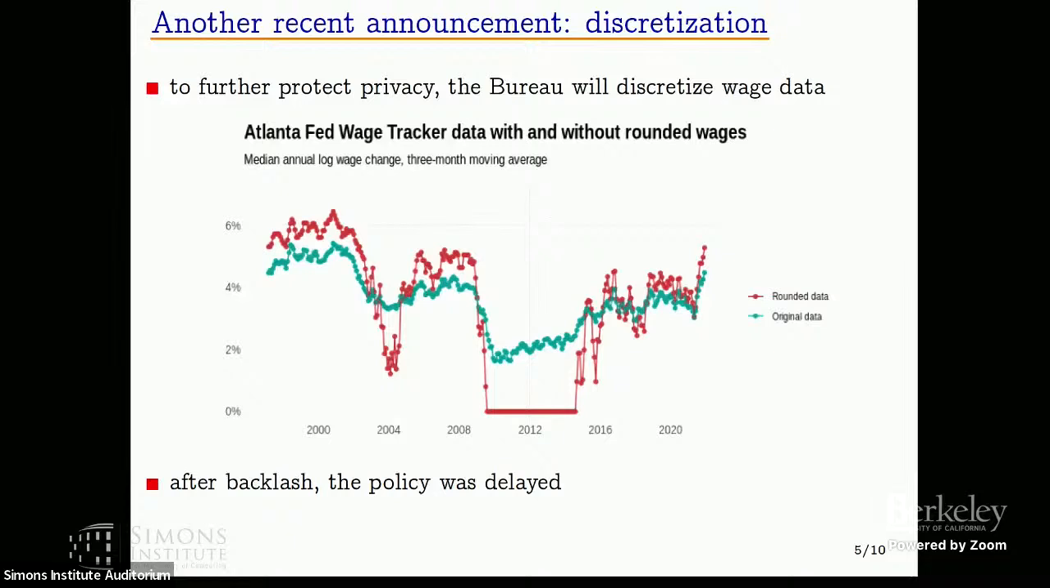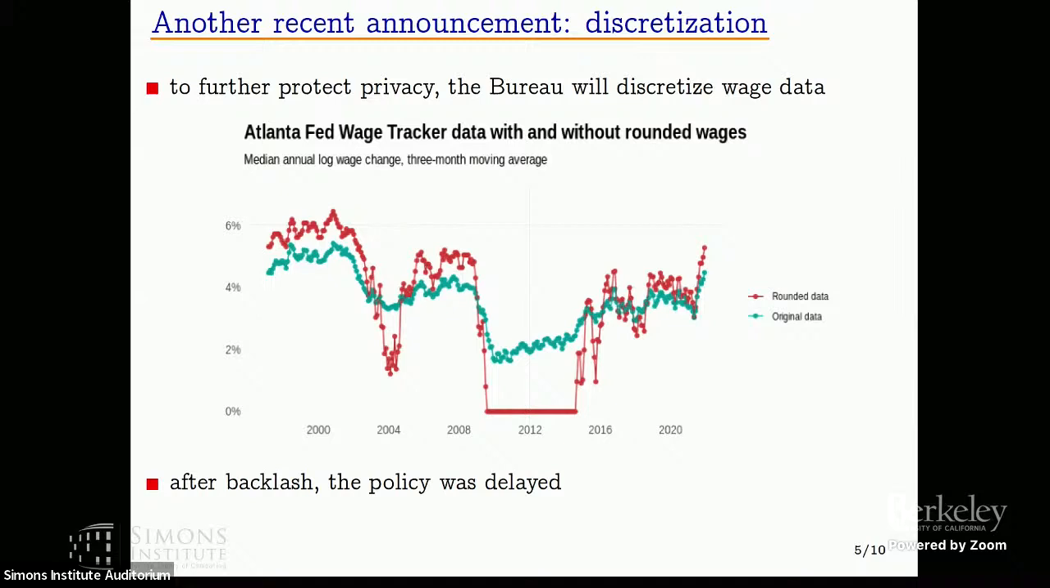Another recent announcement related to this privacy protection issue is that they're going to discretize certain variables that they release, such as wages. Now, wages are really important for economists, and some have already documented what this might do. So there is something called the Atlanta Fed Wage Tracker. The Fed is part of the Federal Reserve System, and they track wages over time. They have these plots of wage growth that people use to inform policy.